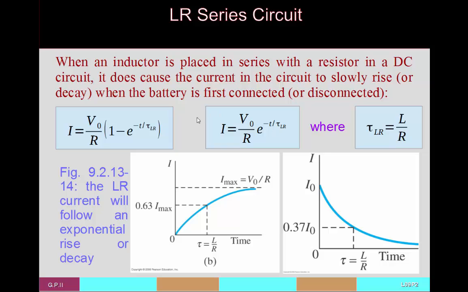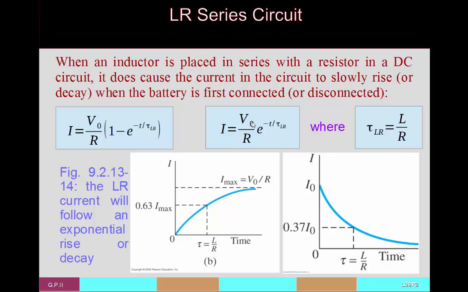And when you are disconnecting a battery, you basically get a decay like this. I equals V naught over R times e to the negative t over tau, where tau is L over R. In this case, it probably actually is better to use V naught than just V max. Here you'd get sort of like a V max if you had a DC current.